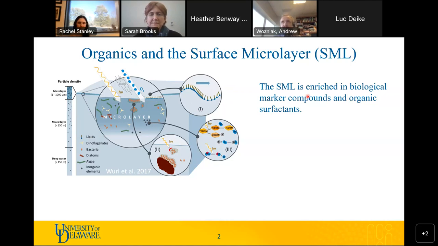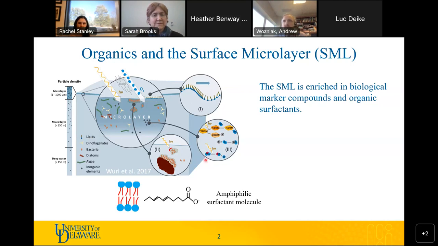And these organic surfactants include some of these lipid compounds, but they also are going to include a wide variety of organic matter that aren't going to fit into our biochemical classes of compounds. This is, for those of you who are familiar with organic chemistry cartoons of compounds, what an amphiphilic surfactant molecule will look like.